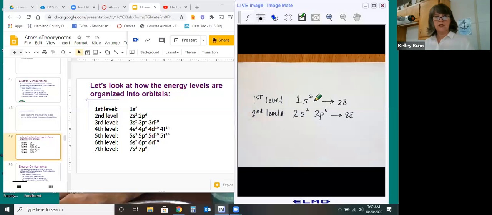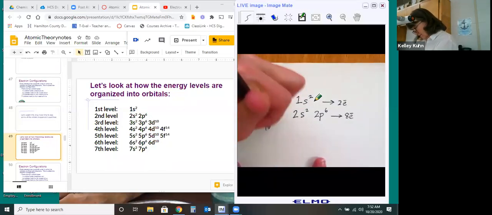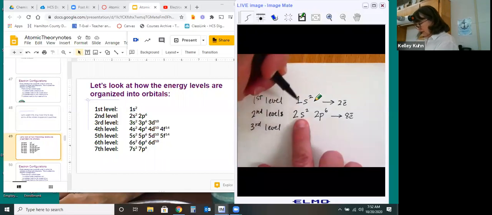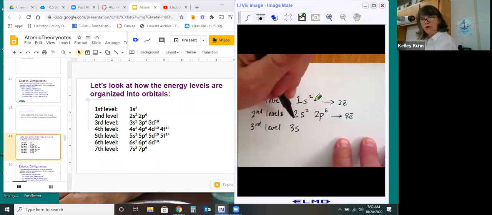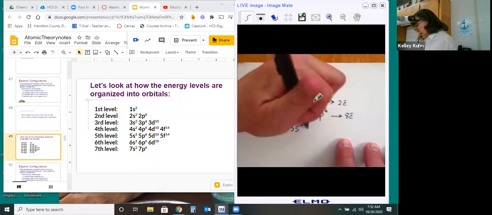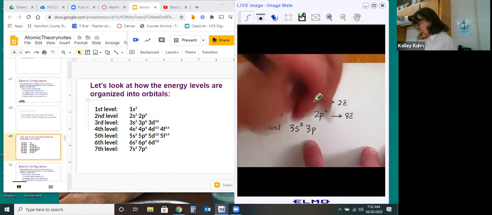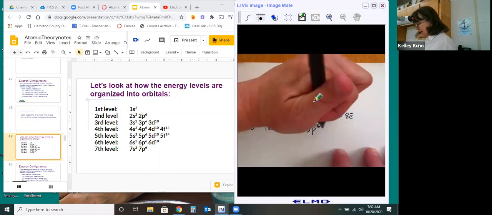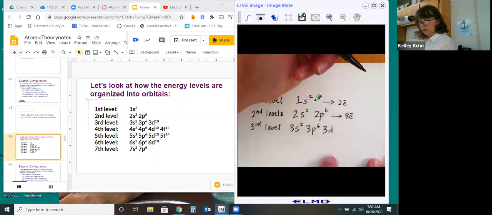Now, the third level still has an s orbital. Because it's on the third level, we put a 3 in front of it. The s's never hold any more than how many? 2. It has a p orbital, which can hold up to 6. And then we add the third type of orbital, the d orbital.